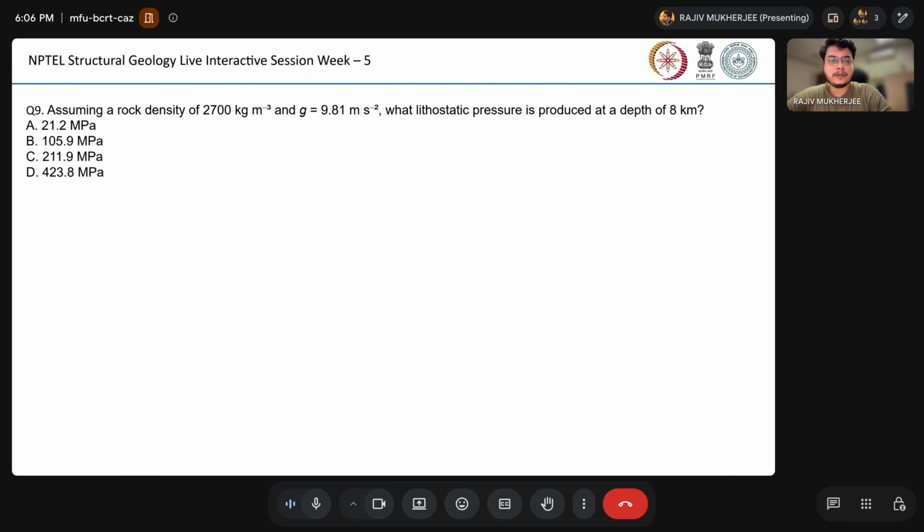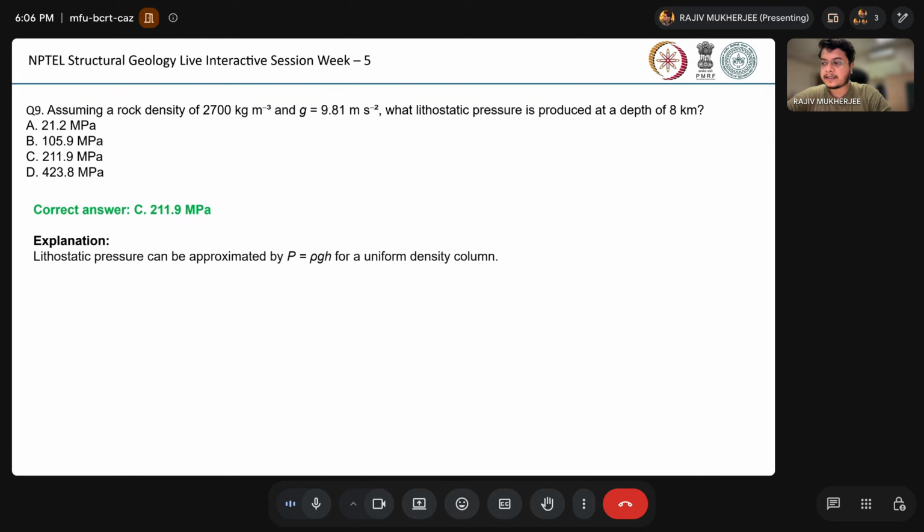Okay, so the correct answer is option C, 211.9 megapascal. And the explanation is simple, because the lithostatic pressure can be approximated by P equals rho times g times h for a uniformly dense column, right?